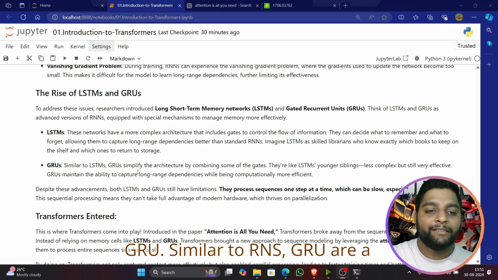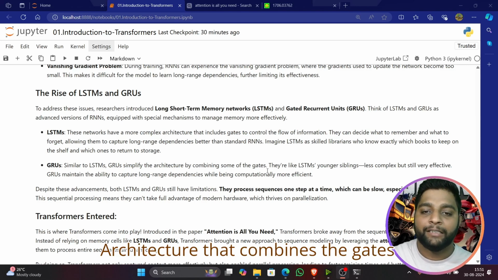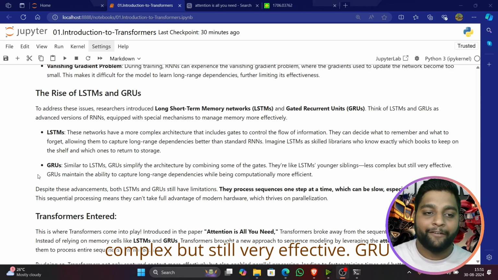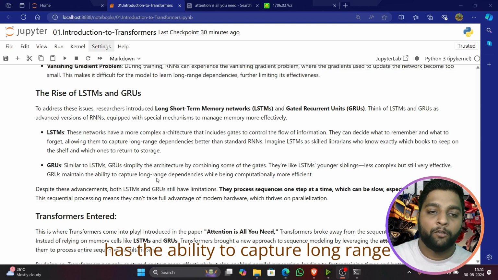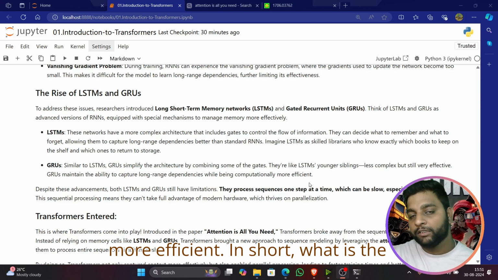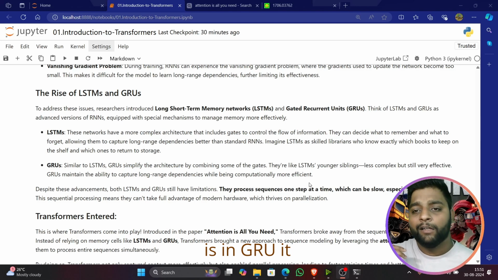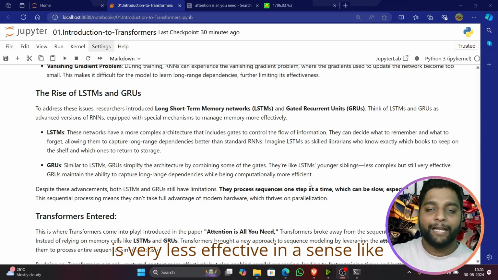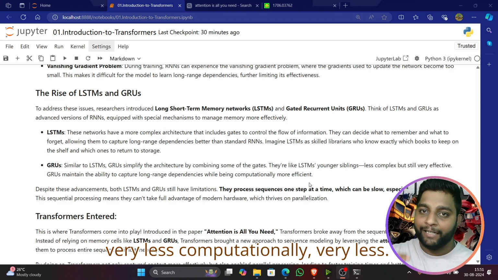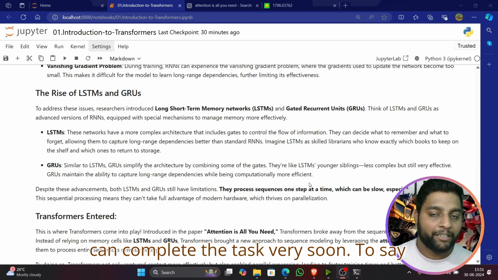GRU. Similar to RNNs, GRUs are a simplified architecture that combines gates like the LSTM, its younger sibling, less complex but still very effective. GRU has the ability to capture long range dependencies while being computationally more efficient. In short, the main difference between LSTM and GRU is that GRU is much less computationally expensive, whatever tasks you are going to train. It is very less time consuming, very fast, and it can complete the task very soon.